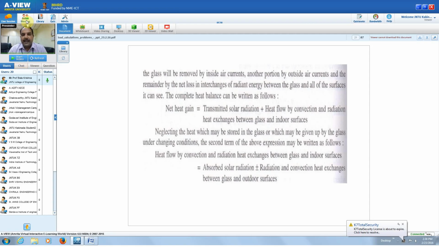The net heat gain is transmitted solar radiant plus heat flow by convection and radiation heat exchanges between glass and the indoor surfaces. Neglecting the heat which may be stored in the glass or which may be given up by the glass under changing conditions, the second term of the above expression may be written as follows. Heat flow by convection and radiation heat exchanges between the glass and the interior surfaces is equal to absorbed solar radiant plus or minus radiation and convection heat exchanges between the glass and outdoor surfaces.